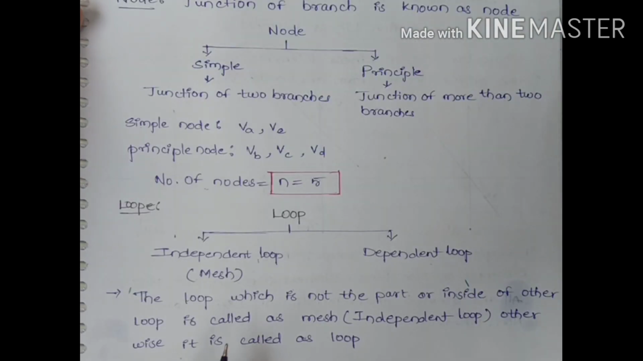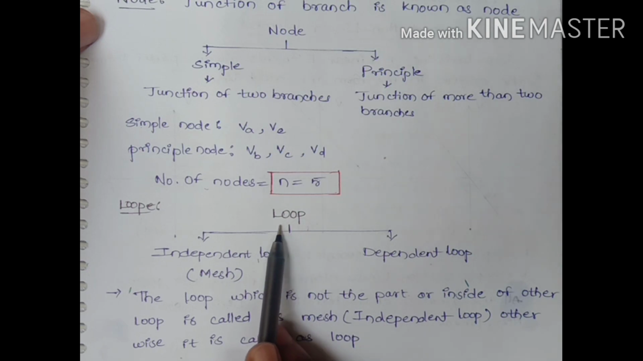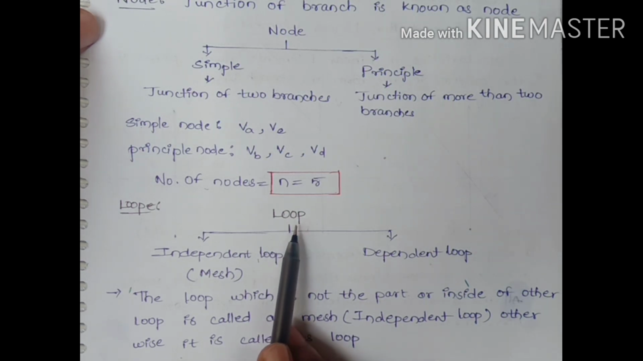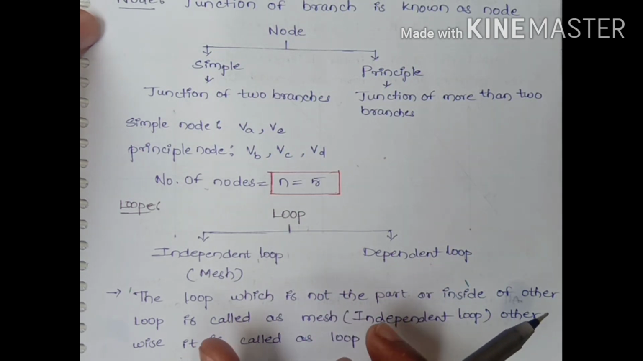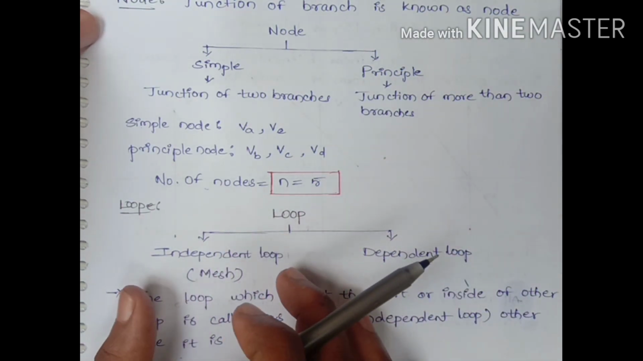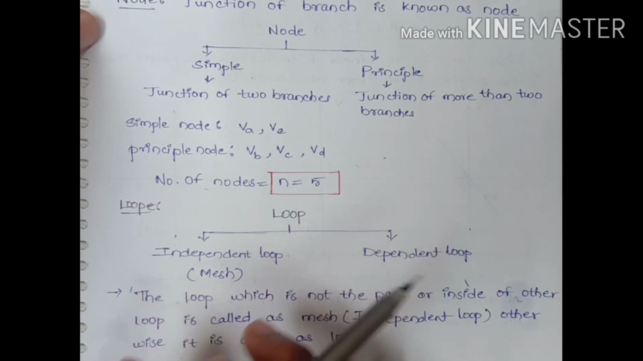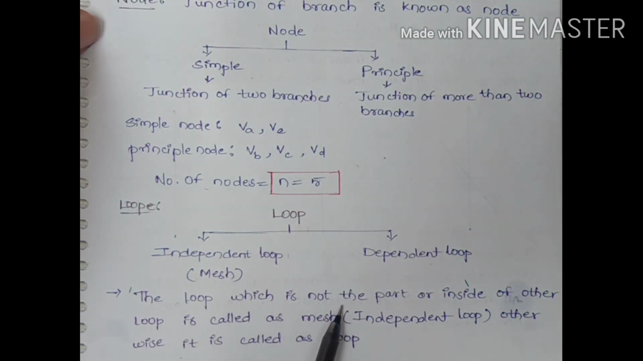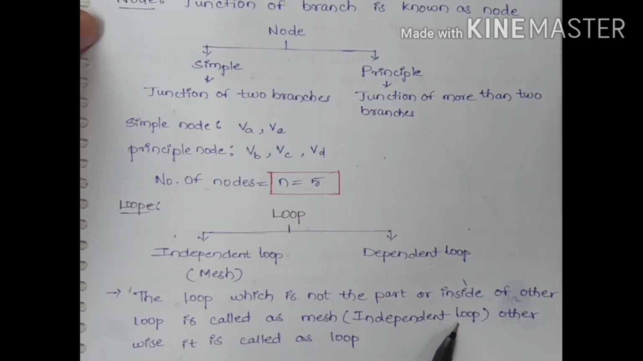Now come to the definition of loop. Loop means it is a closed path formed by some electrical elements. Loops are two types: independent loop, dependent loop. Independent loop is also called as a mesh. So the loop which is not the part or inside of any other loop is called as a mesh or independent loop. Otherwise it is called as a simple loop.